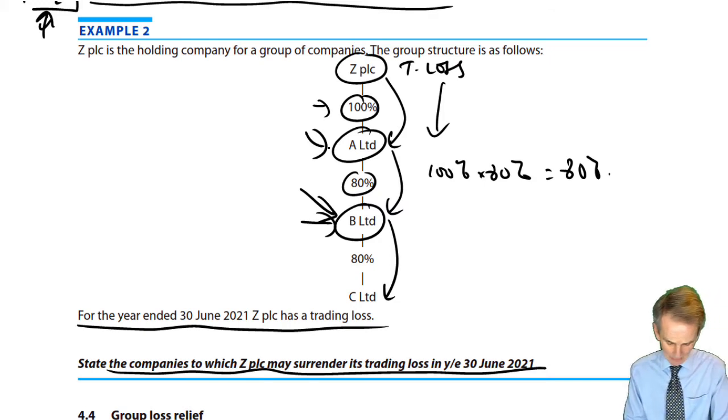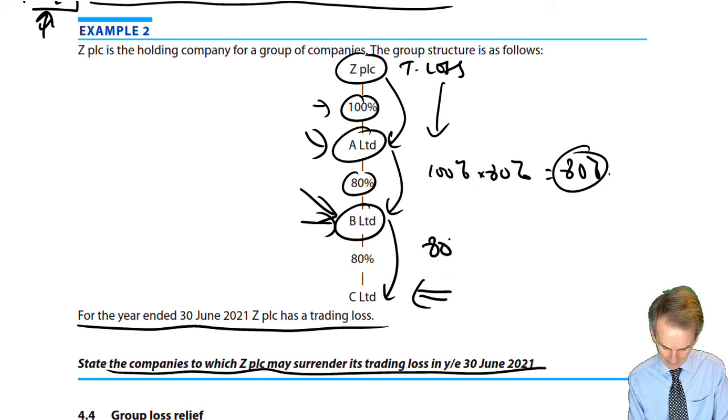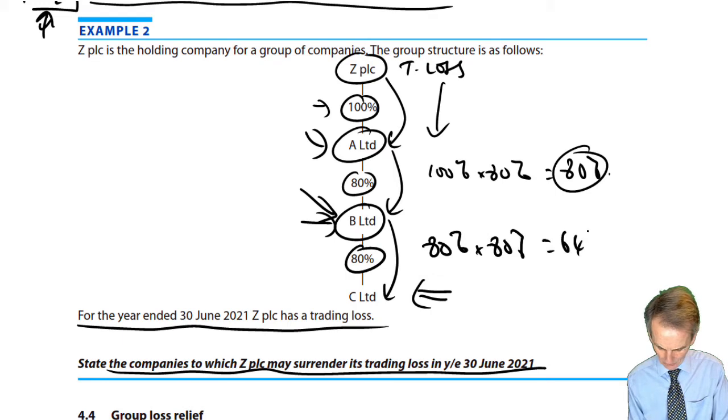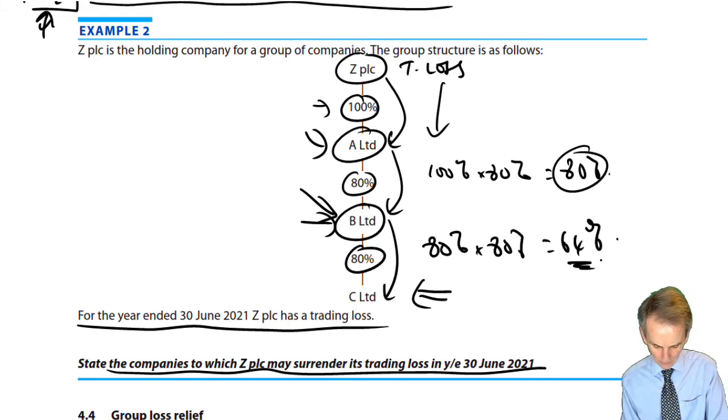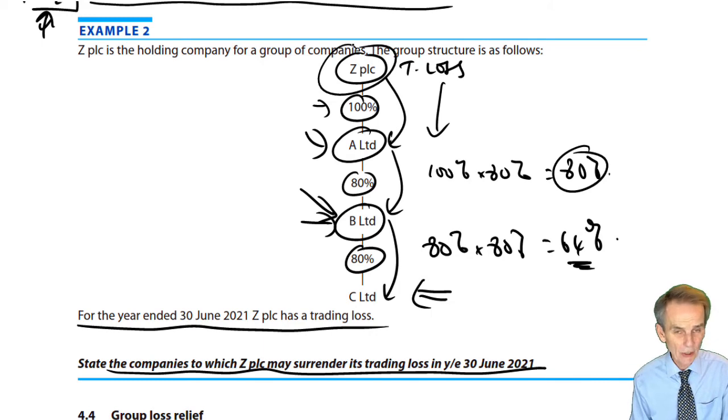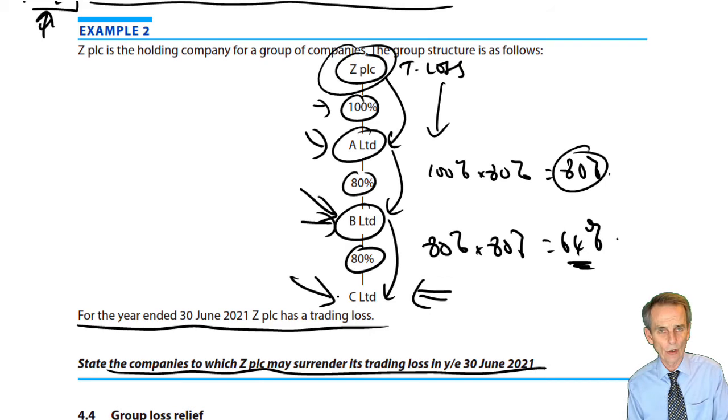Indeed there, if A Limited or B Limited made a loss, they too could group relieve with one another, or indeed with the parent company Z PLC. But of course, as soon as we come down to C Limited, we've got that effective interest down to B, 80% times 80%, and that equals 64%. Therefore, Z PLC is not in an effective 75% group with C Limited, therefore cannot group relieve its loss against any profits there of C Limited.